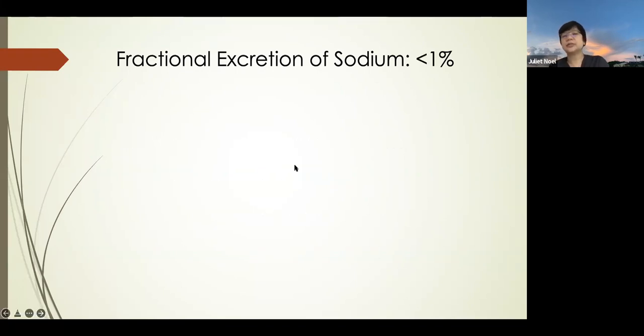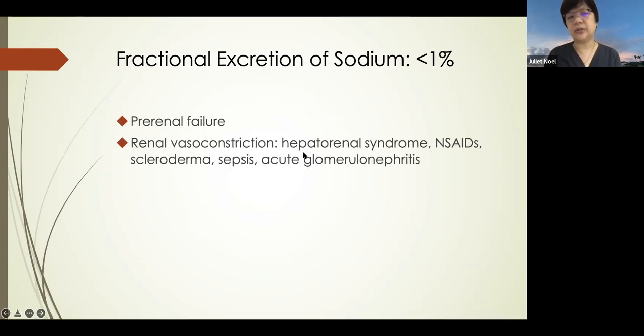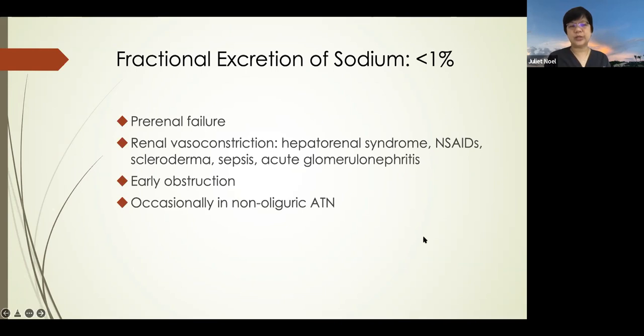Fractional excretion of sodium will be low, less than 1%, in pre-renal failure, in renal vasoconstriction like hepatorenal syndrome, NSAIDs, scleroderma, sepsis, and in acute GN. Early urinary obstruction might show less than 1% fractional excretion of sodium. Occasionally, in non-oliguric ATN, you also still see less than 1%.